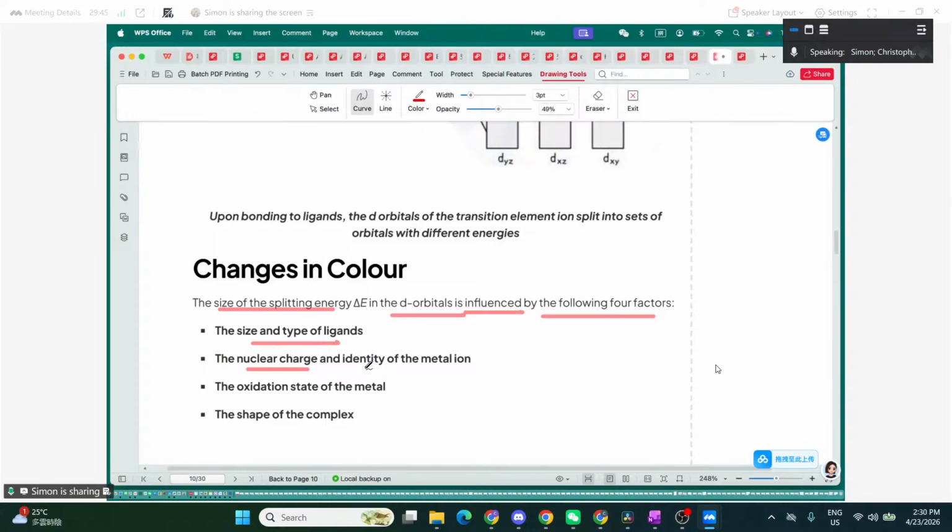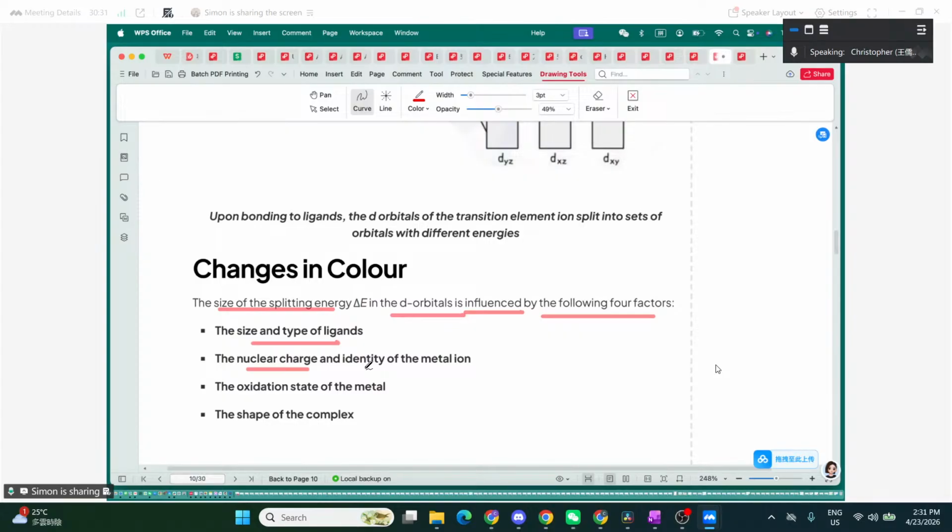The third factor is the oxidation state of the metal. And the next one is the shape of the complex. So these are the four factors that will change the color, right? So why is the color different? Because there are four factors: maybe the size and type of ligands, or the nuclear charge or the identity of the metal ion. One of the factors may produce a different color, right? Understand?